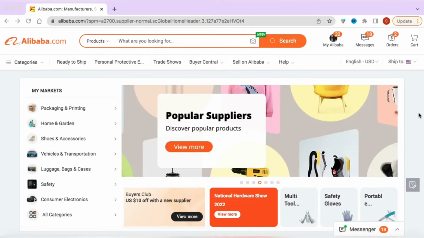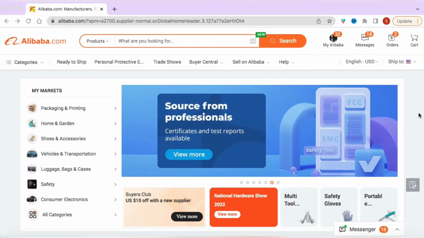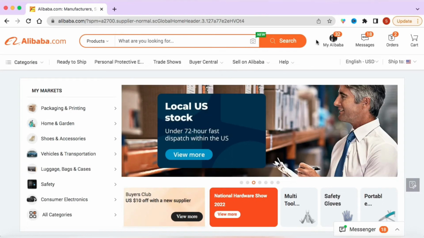So how does it work? You pick a verified supplier with trade assurance capabilities and then you pay through the platform. And if any issue arises, as I said, Alibaba will step in as the mediator to resolve any disputes. So assuming you're already logged into your alibaba.com platform, let's look for trade assurance suppliers.